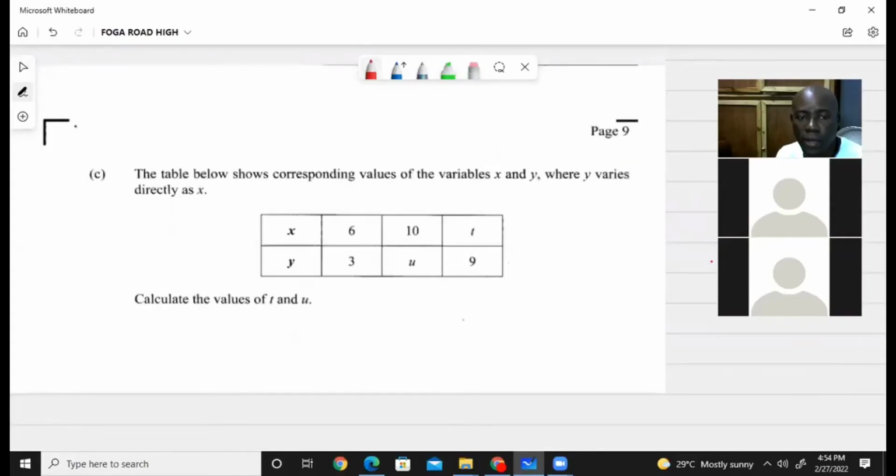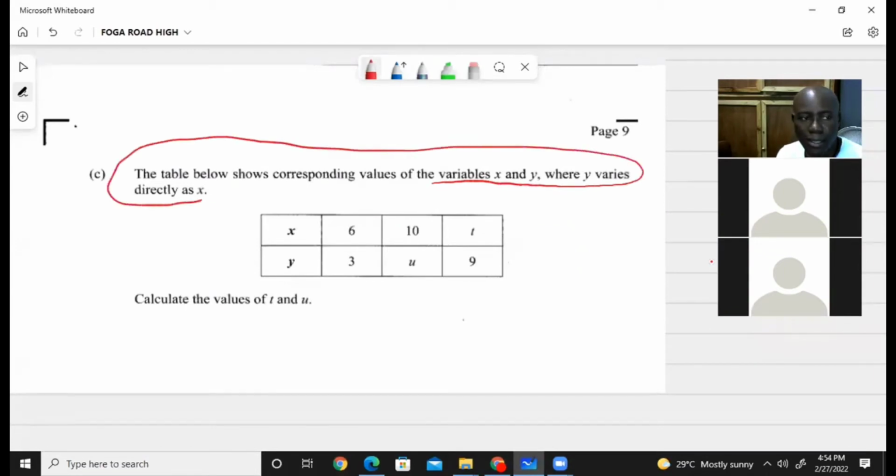This one is a topic called variation. Now, there are two types of variation. One is a direct variation. One is called an inverse variation. But you could see that they would tell you which one you're dealing with.